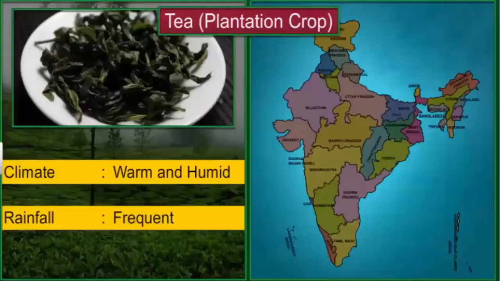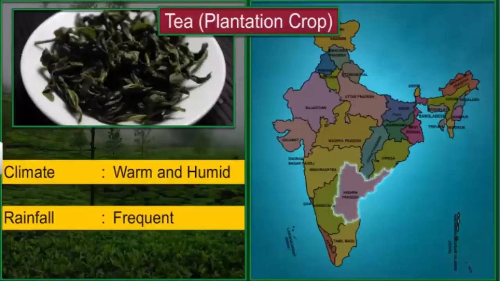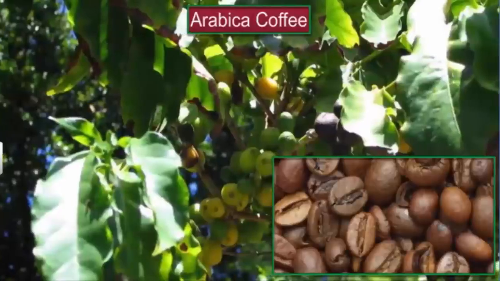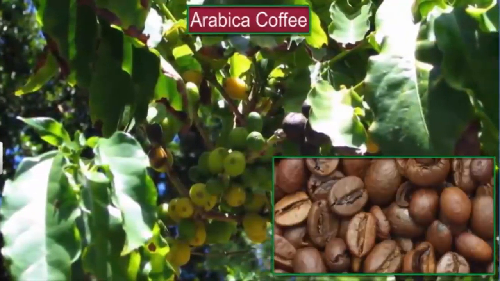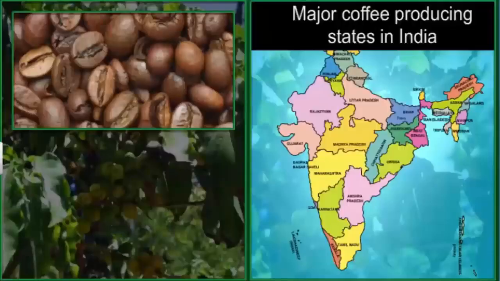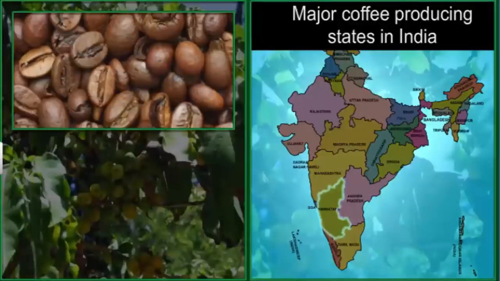The major tea producing states in India are Assam, West Bengal, Tamil Nadu, Kerala, Himachal Pradesh, Uttaranchal, Meghalaya, Tripura and Andhra Pradesh. The Arabica variety of coffee grown in India is appreciated the world over for its superior quality. Major coffee producing areas in India are the Nilgiris in Karnataka, Kerala and Tamil Nadu.